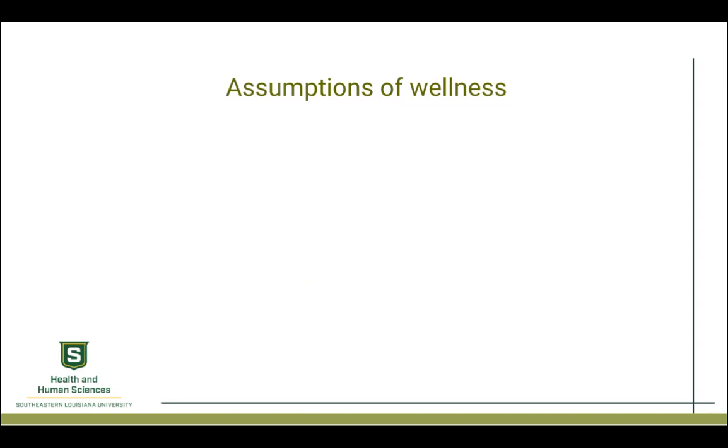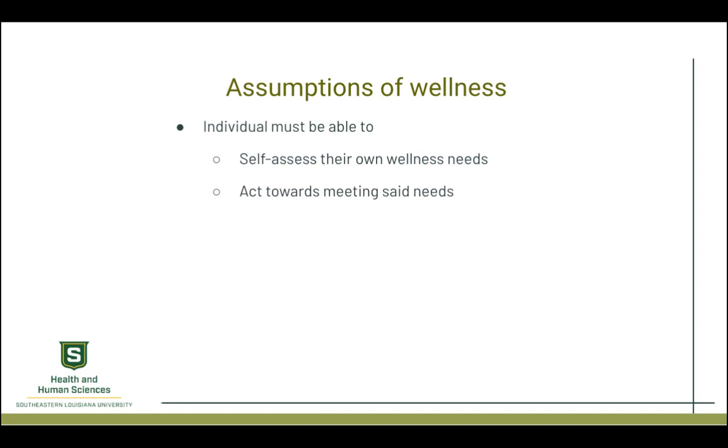So, what are some of the assumptions that are made in thinking about wellness? The first is that individuals must be able to self-assess their own wellness needs, need to be able to act towards those self-assessments and try to meet the needs that they have identified. They also need to be able to evaluate the progress that they are making towards achieving those wellness needs, and understanding that wellness is not a destination, like I said, but a lifelong process, and therefore they need to continually work towards that.